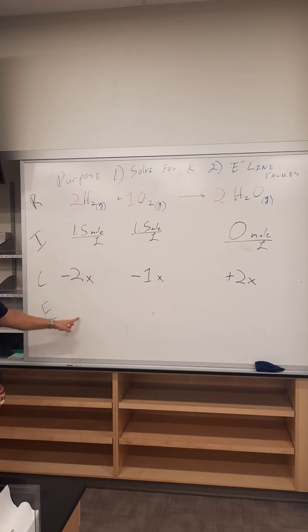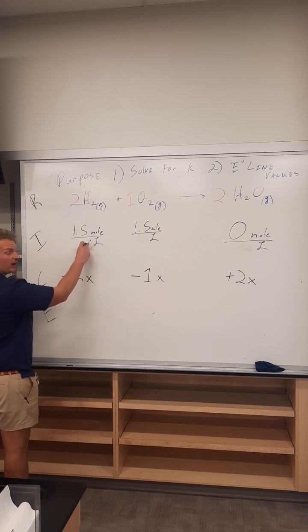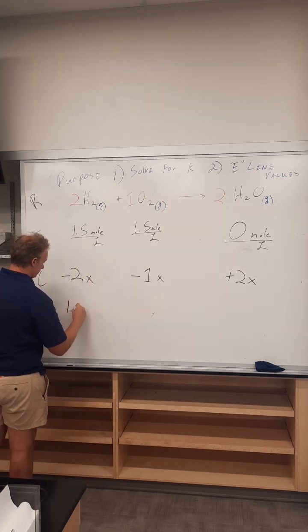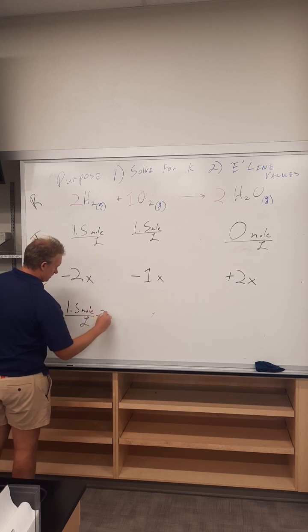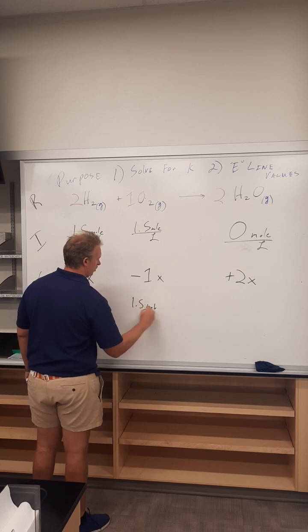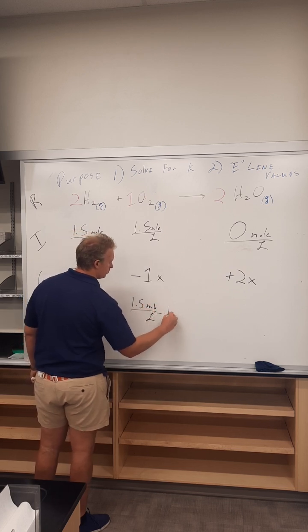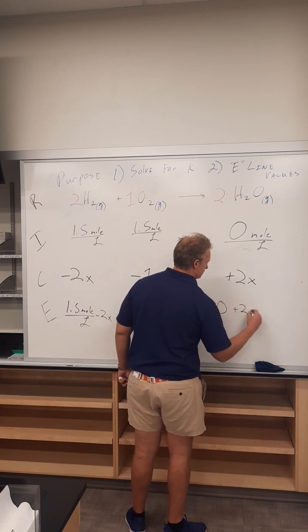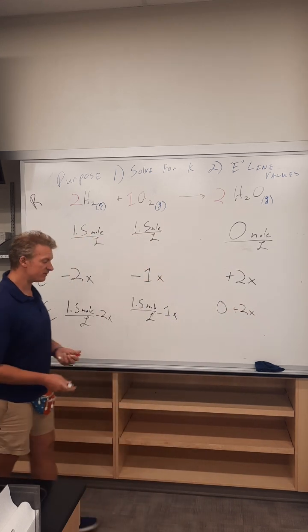Now, a formula that can go in the E line is reading the rice table vertically like Japanese. 1.5 moles per liter minus 2x, 1.5 moles per liter minus 1x, and 0 plus 2x right here. This is how we fill in the E line.